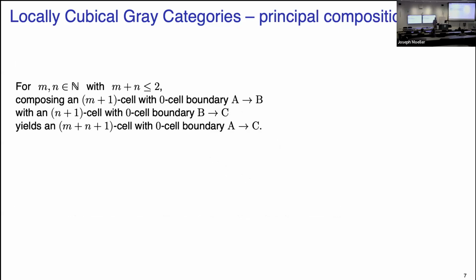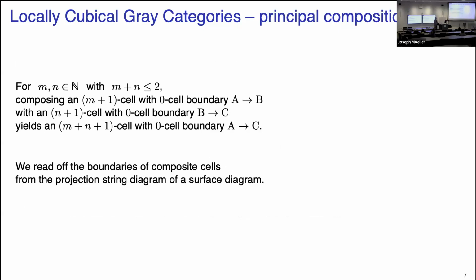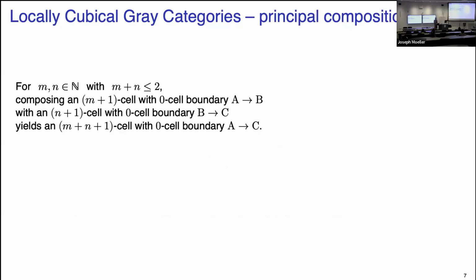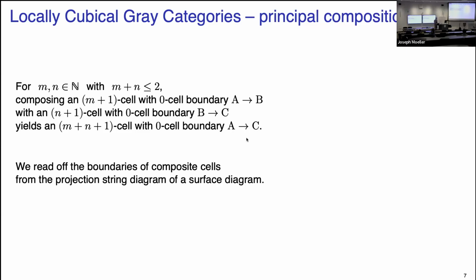So there, if we have natural numbers m and n, whose sum is bounded by 2, we can compose an m+1 cell with an n+1 cell to obtain an m+n+1 cell, so long as the 0 cell boundaries are consecutive, in the sense that the codomain of the first is the domain of the second, in which case the composite has the transitive boundary, as you would expect.